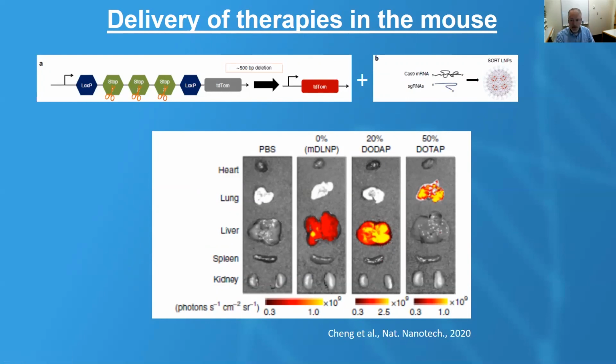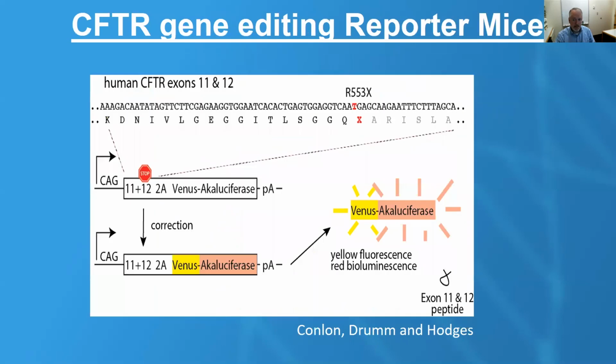to test delivery strategies. While this published example is not specific to CF, I know that this group is using the system for gene editing and CFTR using mice. One tool that might assist the assessment of delivering gene editing components for the CFTR gene editing is displayed on the next slide. Here at Case Western Reserve University, Dr. Ron Conlon, Mitch Drumm, and I are creating reporter mice that could be used to test such gene editing delivery strategies in the mouse for CFTR mutations.